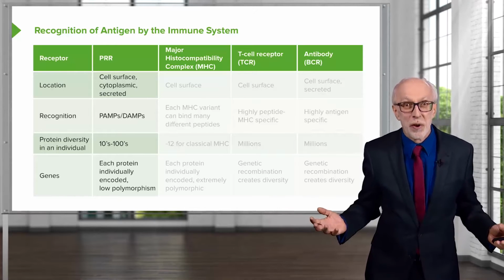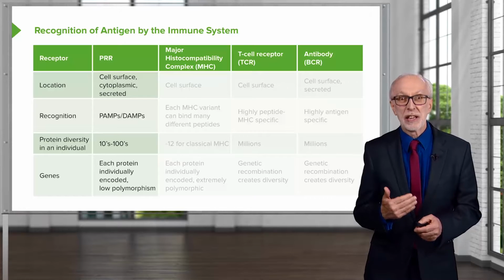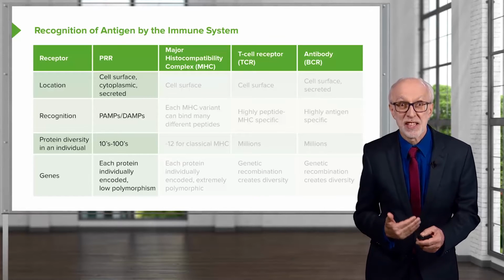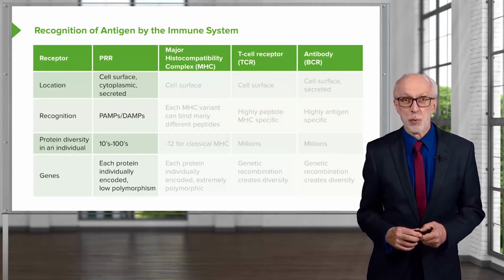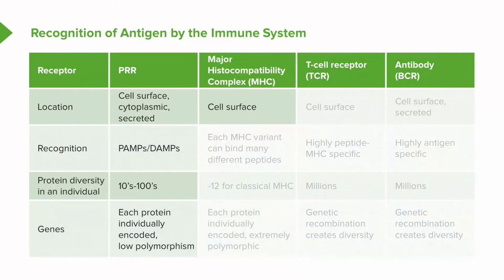Let's say TLR4. Probably your TLR4 is exactly the same as mine. In other words, they have low polymorphism at the genetic level. They don't vary from one individual to another for each individual pattern recognition receptor. Then we have the major histocompatibility complex molecules.